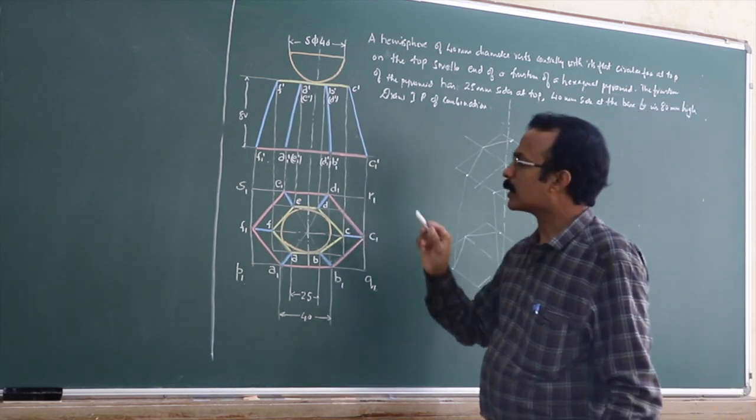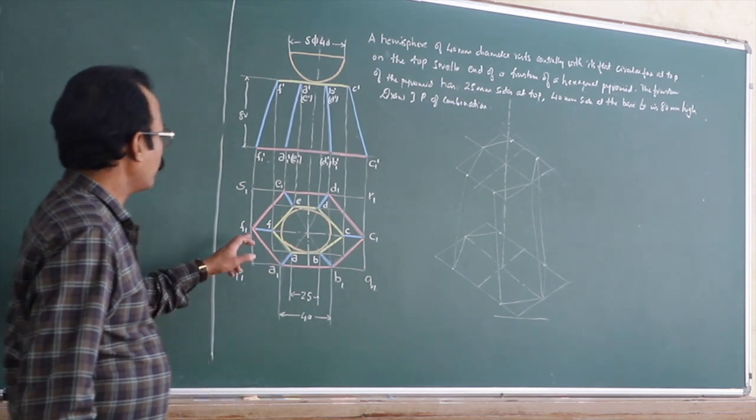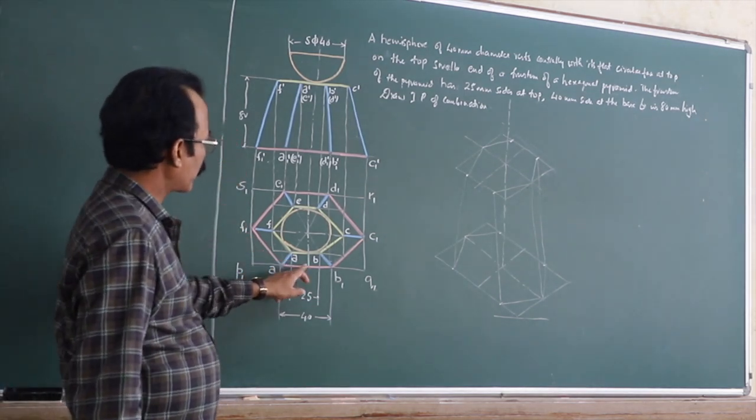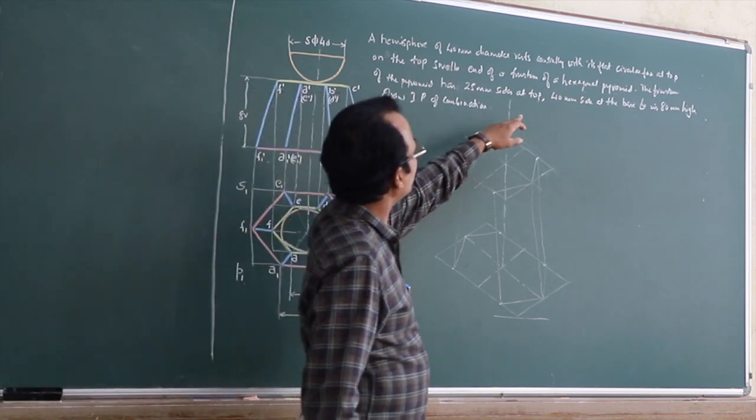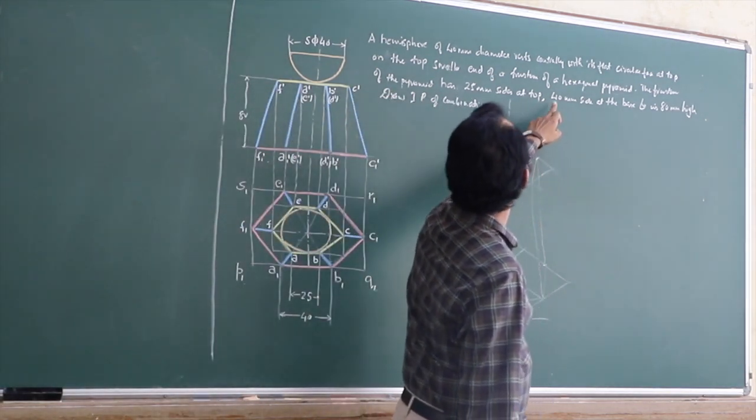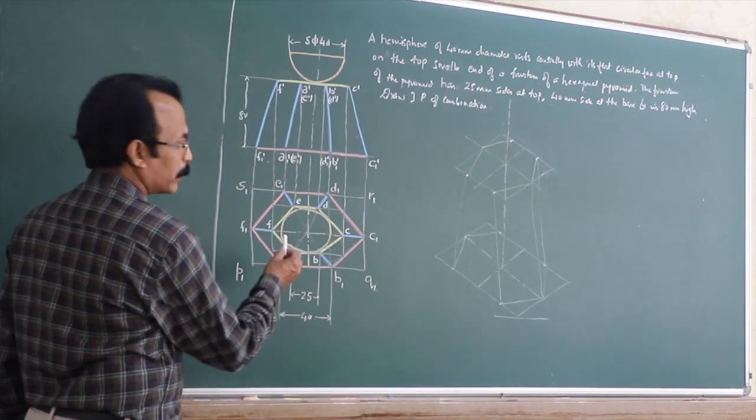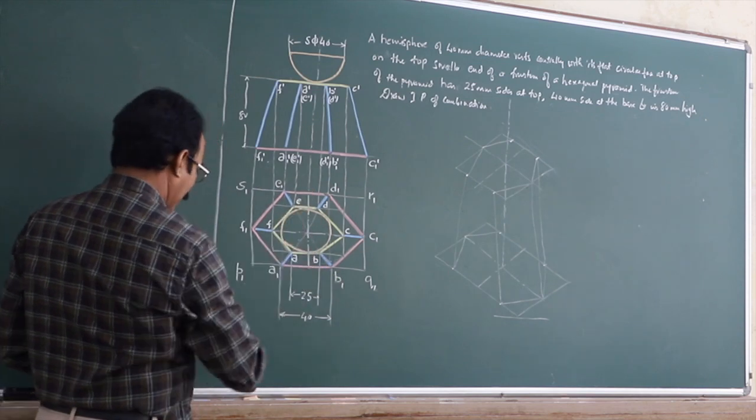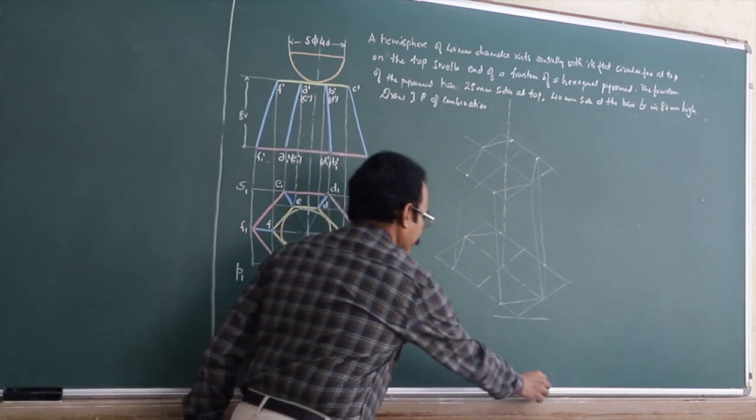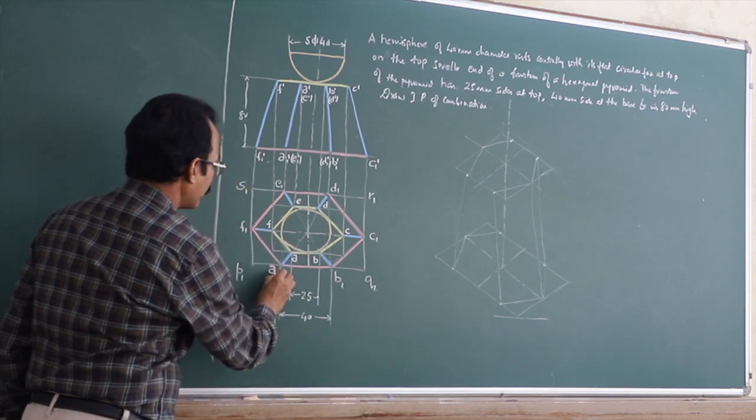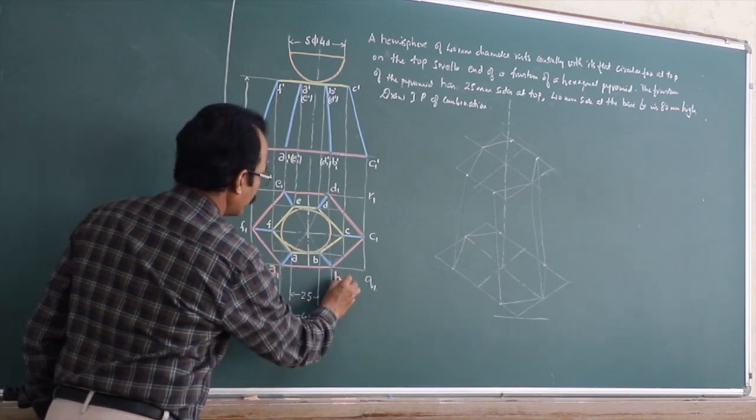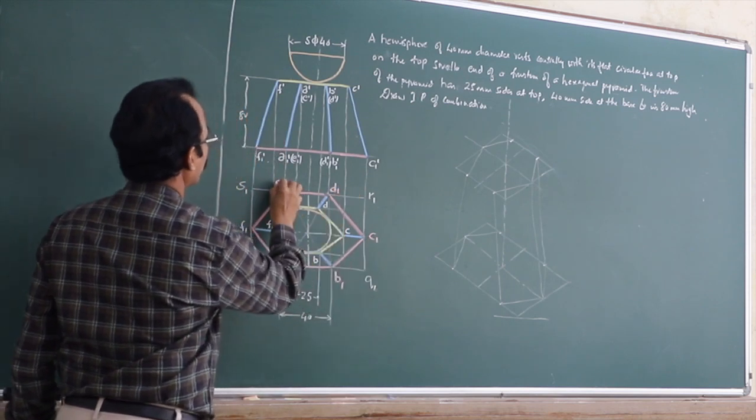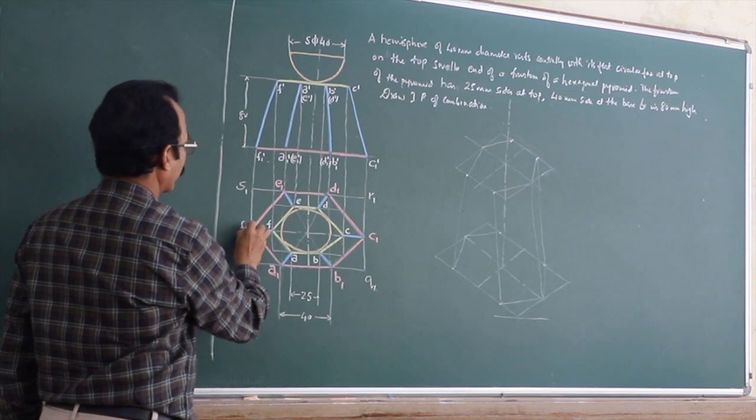First we have to draw the top view and the front view. When you take the top view, you draw the hexagon. First take the base hexagon, 40 mm side. Using the circle method, you can construct this outer hexagon, and I will name it A1, B1, C1, D1, E1 and F1.